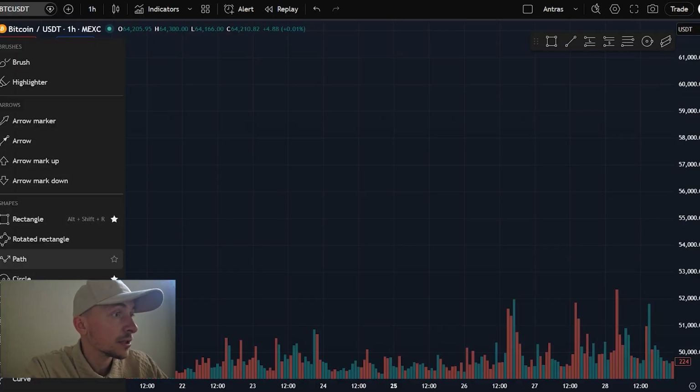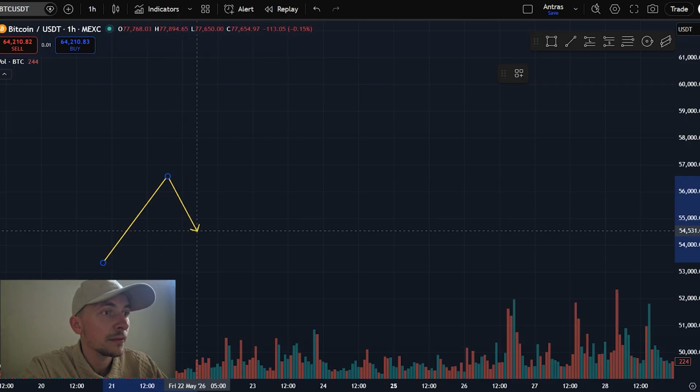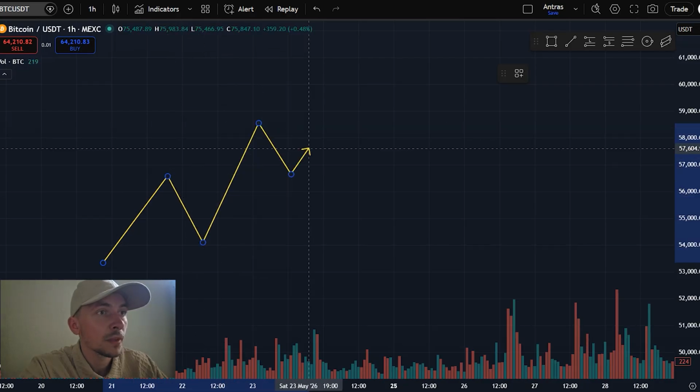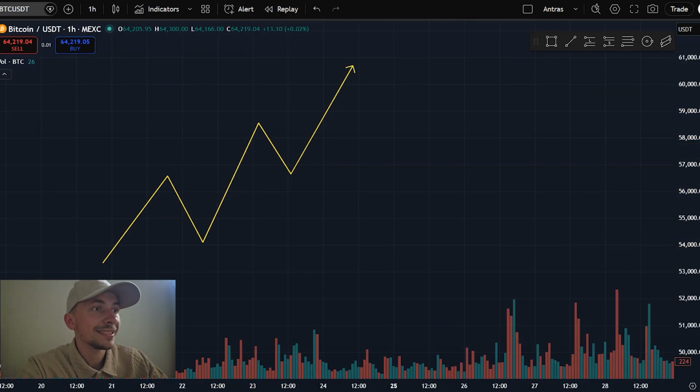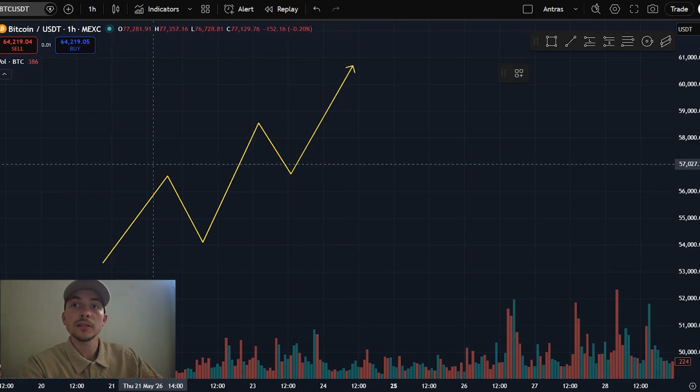There are two types: higher high, higher low, which is the uptrend, and lower low, lower high, which is the downtrend. So let's get into the chart and see some examples. First, for example, we have an uptrend, and it's understandable that in an uptrend we are looking for higher highs and higher lows.